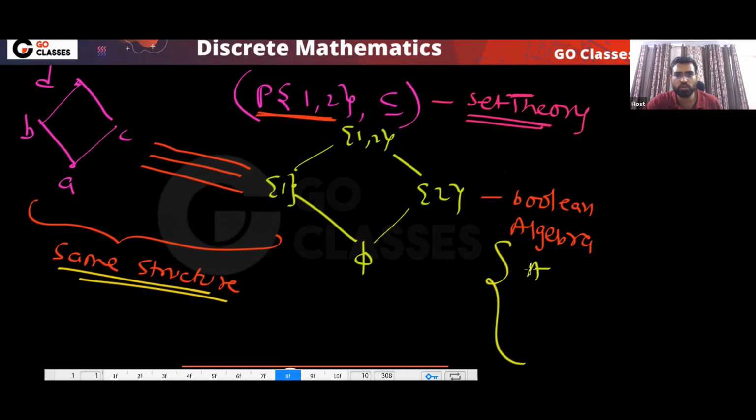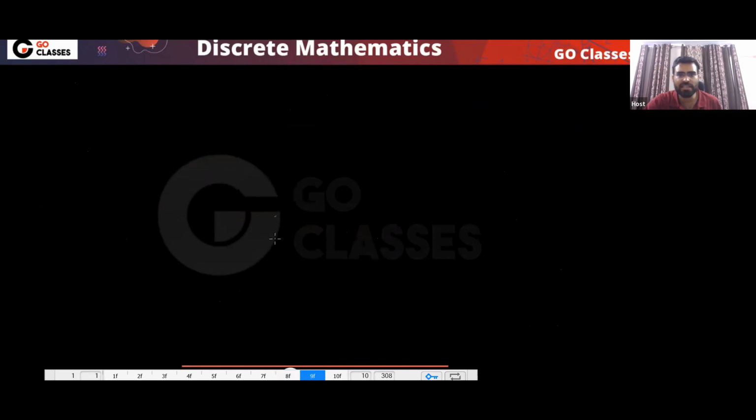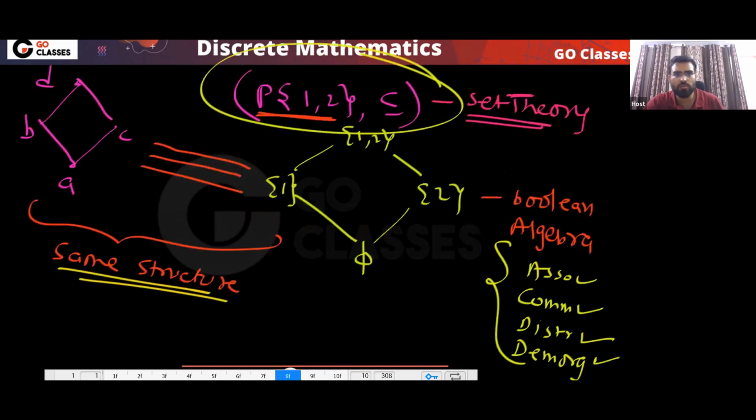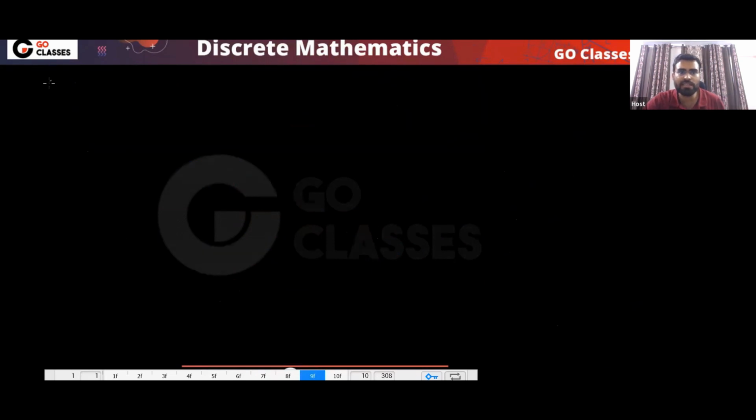I know that the associative property will be satisfied. I know the commutative property will be satisfied. I know the distributive property will be satisfied. I know the De Morgan property will be satisfied, and so on. So that's the idea. Now, this example I have taken from set theory. Another example I can take from number theory.